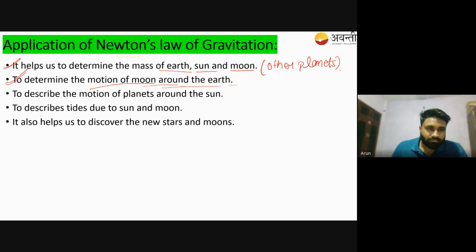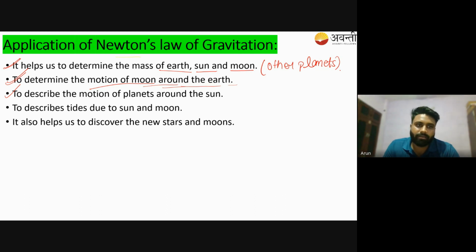Now the next application is to describe the motion of planets around the sun. How the sun is also revolving, but how the planets in our solar system are revolving around the sun, what path they are taking, how much time they will take to complete one revolution. All this information can also be calculated with the help of Newton's law of gravitation. I will discuss it in the upcoming lectures.